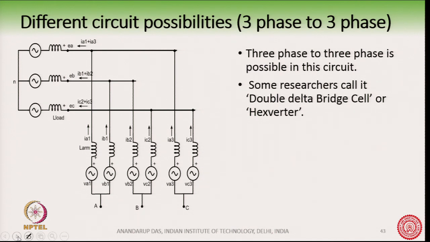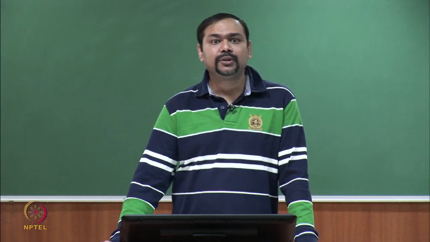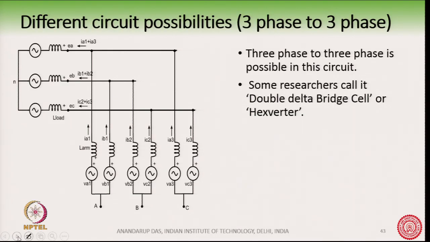Now, another variant is possible. This is called a double delta bridge cell, and sometimes it is also known as a hexverter. So, this is also possible to have a 3 phase to 3 phase circuit. As I told you, basically we are giving a circulating current path in this double delta bridge cell.